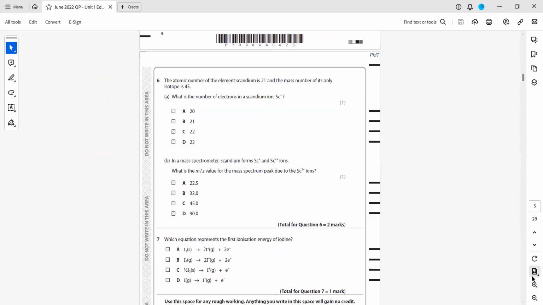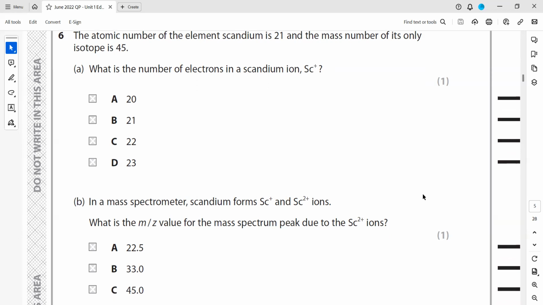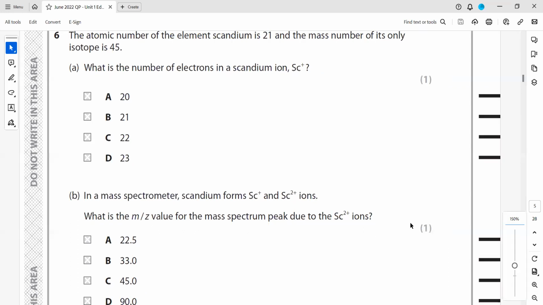In question 6, part A and B, the atomic number of scandium is 21 and its only isotope has mass 45. What is the number of electrons in scandium +? So if the atomic number is 21, it will have 21 protons and 21 electrons in an atom. But if it is +1 charge, it will have 20 electrons, because an electron is being lost. Whenever an atom turns into a cation, the positive ion, an electron will be lost.